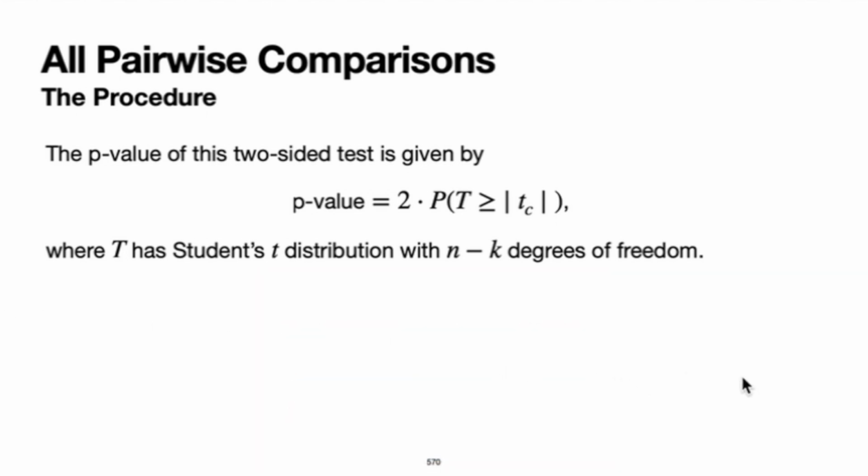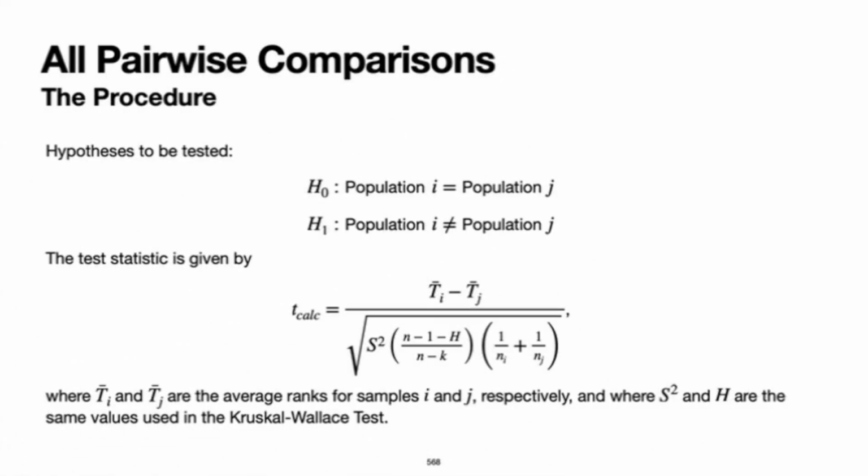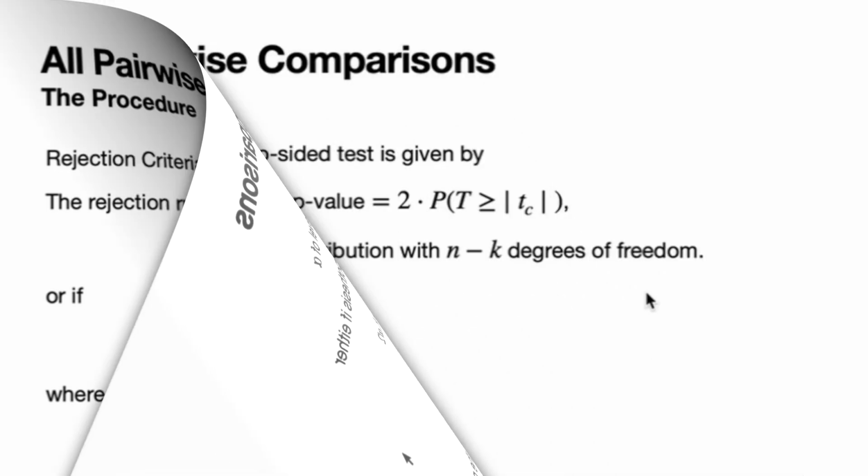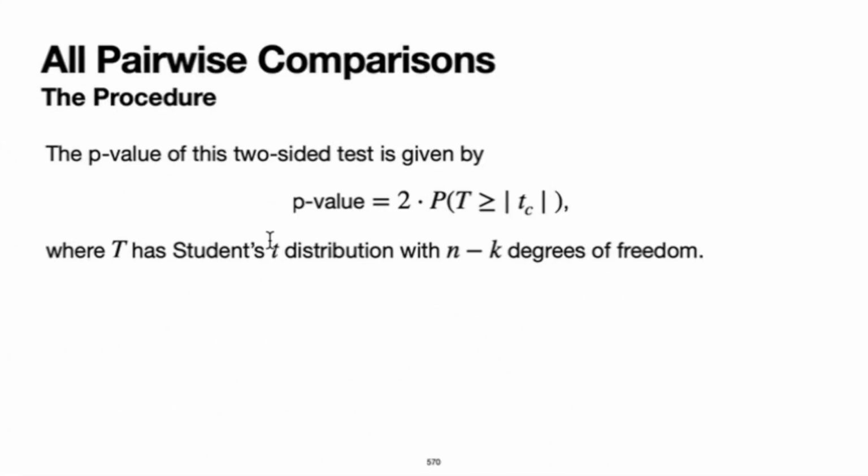So that is the procedure. We've got the hypotheses that we're going to be testing for each pairwise comparison. We have the test statistic that we're going to be calculating to perform the pairwise comparison. We have the rejection criteria that we're going to be using to evaluate the value of the test statistic. And then we have a formula that we may be able to use to calculate the p-value, depending upon the tool that we have for calculating this probability. Even with a t-table, we can come up with an approximation to the p-value using this formula.